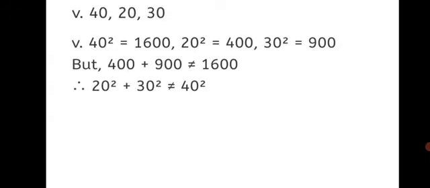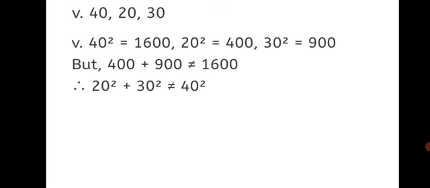Question number 5. 40, 20, 30. So, let's write down the squares. 40 square is equal to 1600, 20 square is equal to 400, and 30 square is equal to 900. But 400 plus 900, that is the squares of the smaller numbers, on adding is not equal to 1600, the square of the greater number, which is 40 square.